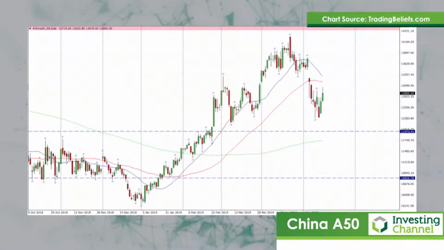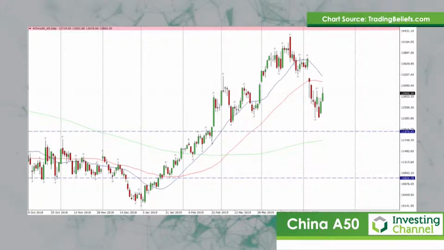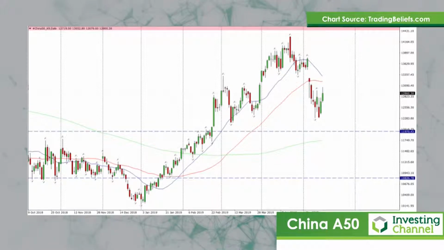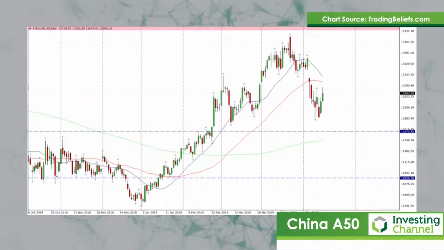If we have a look at our first chart here, this is a chart of the China A50. It's the Chinese benchmark index that allows overseas investors to have exposure to domestic shares in China. This chart here is a daily chart. My charts are actually pretty simple. I have green bullish, red bearish candles. There is a blue 20-period moving average there, a red 50-period moving average, and a green 200-period moving average.